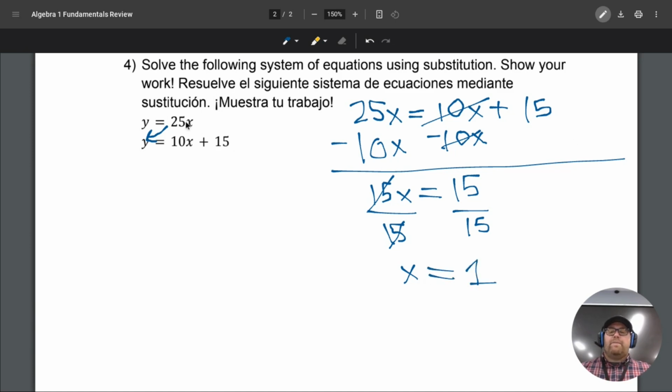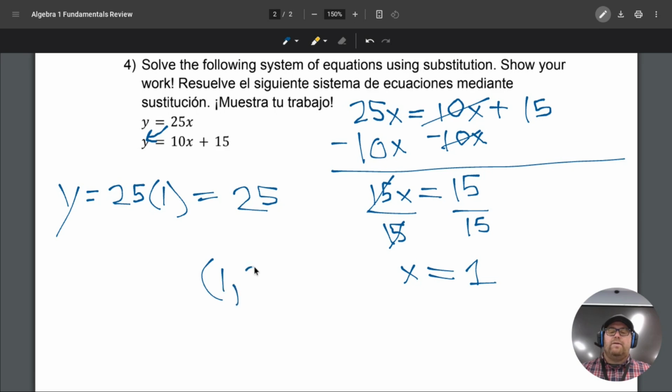Okay, now I can plug that back into the top equation. I can say y equals 25 times 1. So I substituted in 1 for x. So y equals 25. So my solution here is going to be 1, 25.